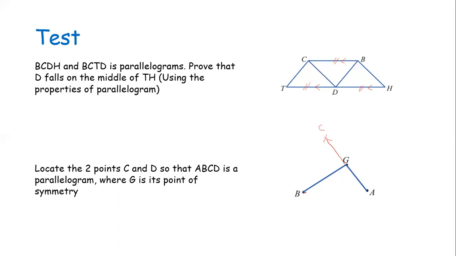Similarly, we extend BG with the same distance. So here we have these two lengths equal to each other. So we extend BG again with the same distance, and we end with the point D, where the length of BG is equal to the length of GD. And now we connect each two consecutive points, and we get this parallelogram ABCD.